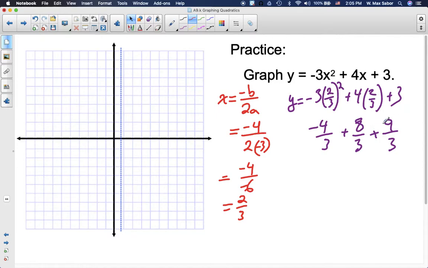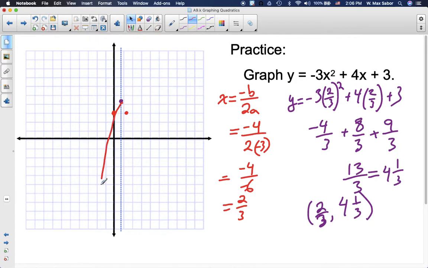So that's 17 minus 4 is 13/3, which is the same thing as 4 and a third. So our vertex is 2/3, comma 4 and a third. So let's go up to 4 and a third. It's going to be about there. Our y-intercept is 3, and we can reflect that over. This was 2/3 away, so we go another 2/3 away. And now that's enough to start graphing our parabola. And that gives us a rough idea of what this will look like.